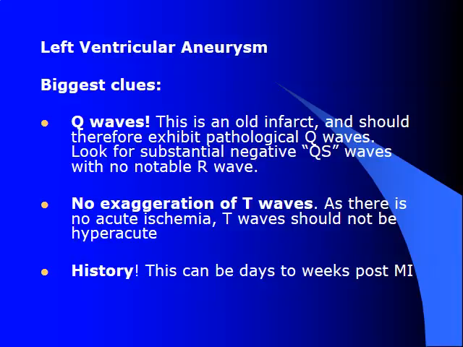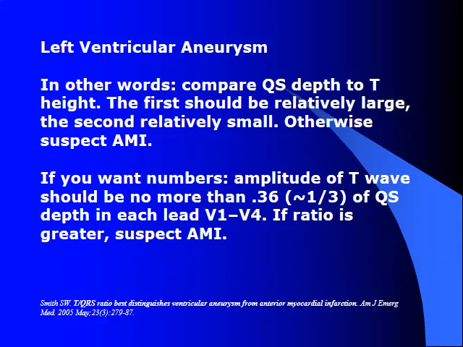This can be days to weeks following an MI, so depending on how long it took them to seek treatment and how extensive the MI was will determine how long this is present following the MI. So, in other words, you're going to compare the QS depth to the T wave height. The first should be relatively large, and the second should be relatively small. Otherwise, you should suspect MI. The amplitude of the T wave should be no more than 0.36 times 1/3 of the QS depth in each lead. If the ratio is greater, suspect an MI.